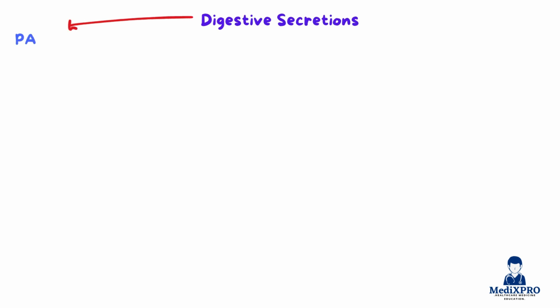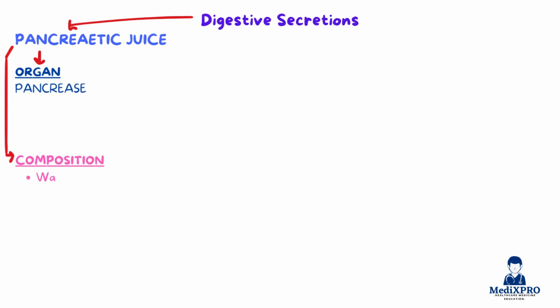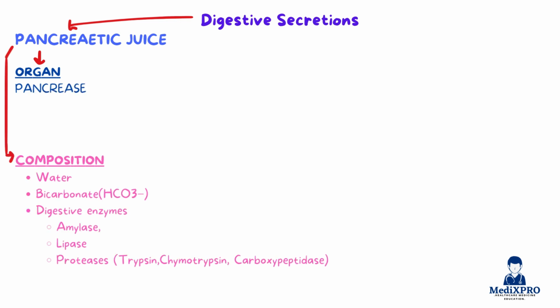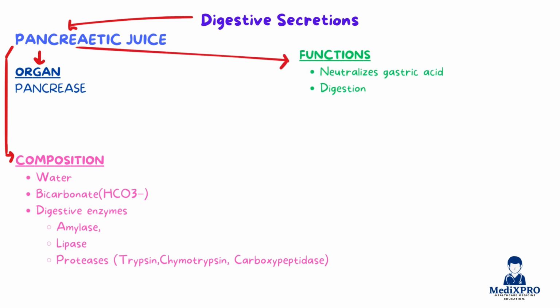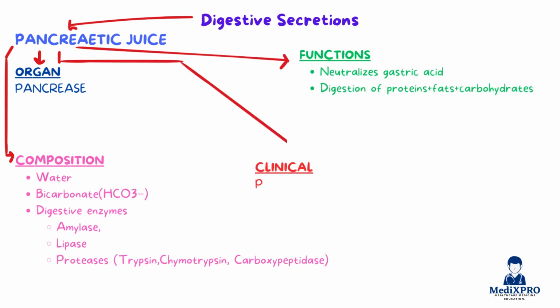Next, pancreatic juice, a powerhouse from the pancreas, includes water, bicarbonate to neutralize acid, and enzymes like amylase, lipase, and proteases such as trypsin, chymotrypsin, and carboxypeptidase. It neutralizes acidic chyme and digests all macronutrients. If activated prematurely, it leads to pancreatitis.